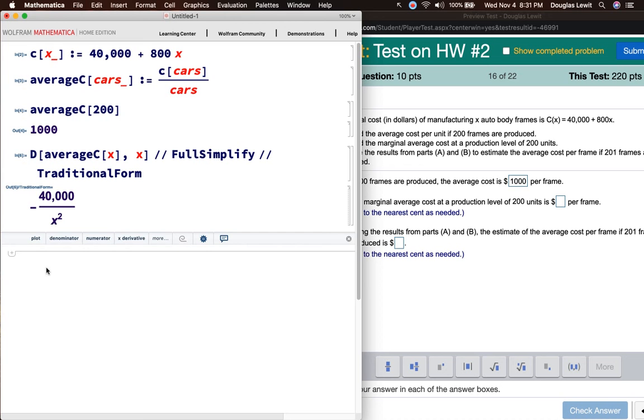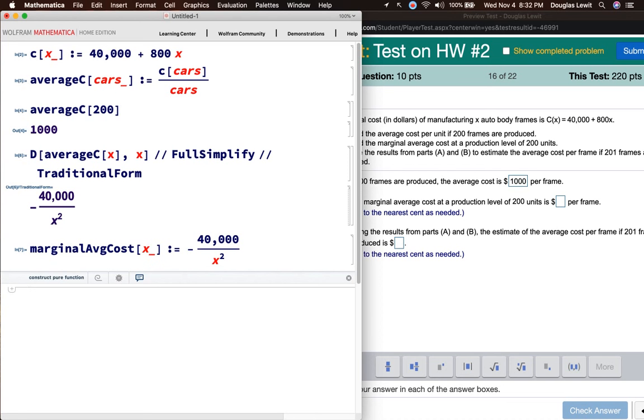Okay, so marginal average, I'm going to abbreviate average, AVG, marginal average cost of x, and x represents the number of cars, is equal to negative 40,000, and once again, I'm not typing the comma, I'm letting Mathematica do that. Control divide by x to the power 2, or to make it look fancier, I can do Control 6, power of 2. Shift Enter.